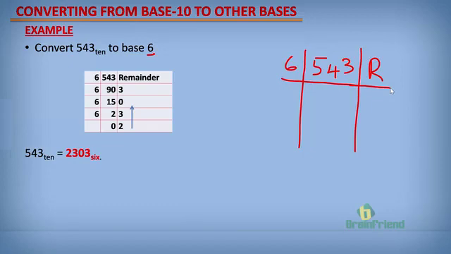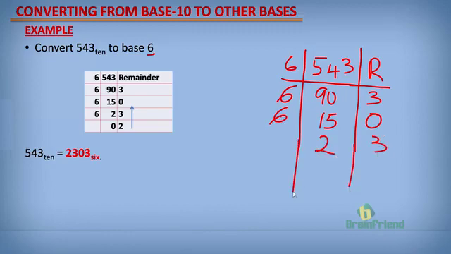543 divided by 6 gives 90, remainder 3. 6 here, 90 divided by 6 gives 15, remainder 0. 6 again, 15 divided by 6 gives 2, remainder 3. And then 2 divided by 6 cannot go, so it's 0, remainder this number 2.